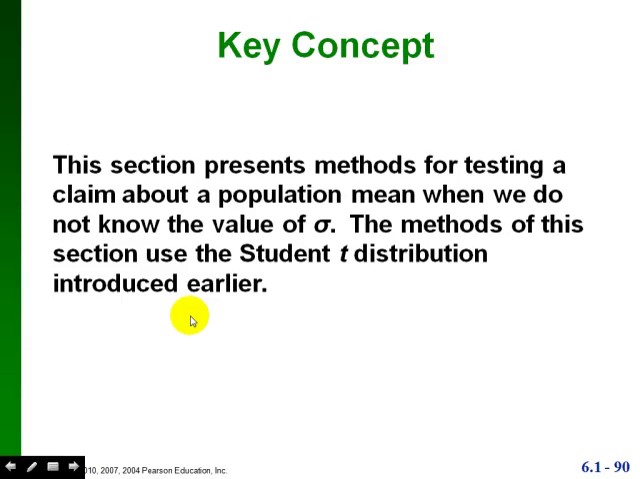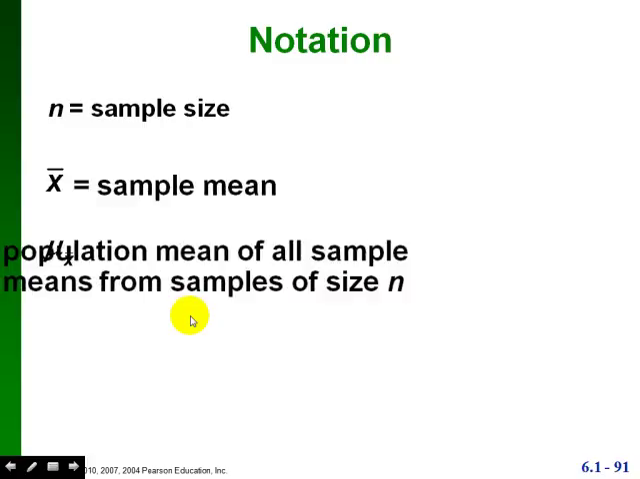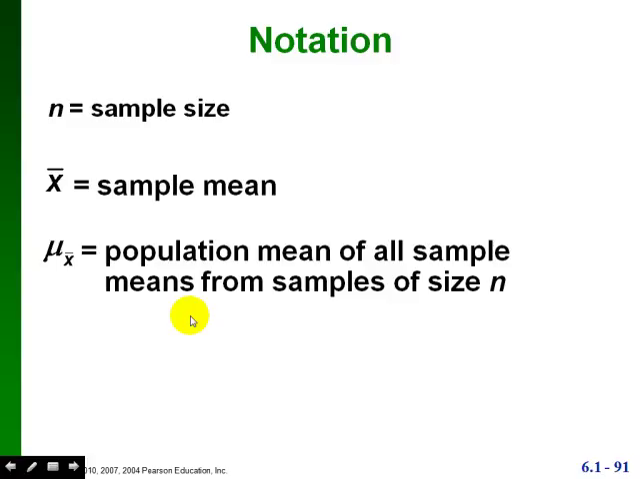Now finally, we're going to look at testing claims about a mean. And in this one, again, we use the t-distribution, just like we did for confidence intervals about a population mean. So the notation we have, n is still the sample size, x bar is the sample mean, and we're going to use mu or mu with the little x bar as our population mean. Most of the time we'll just use the mu.